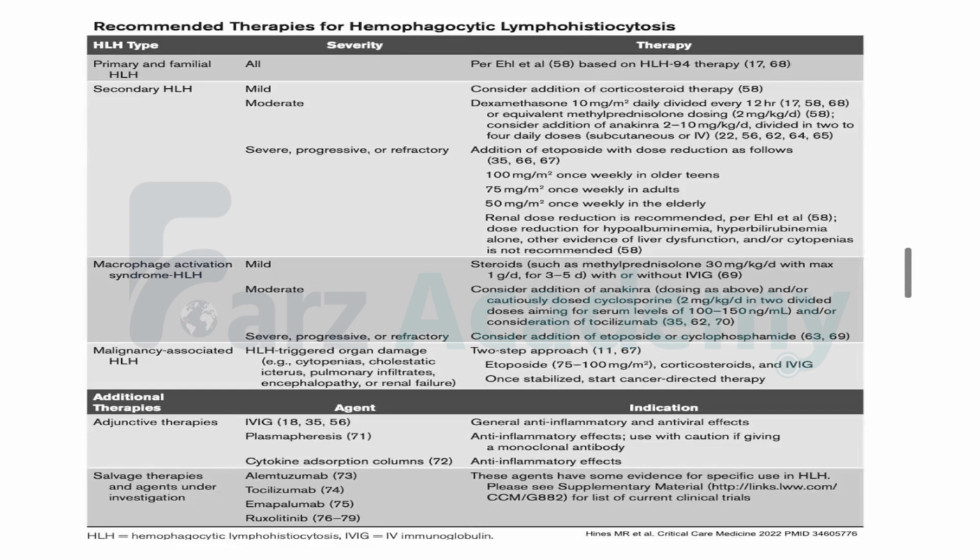Additional therapies like IVIG, plasmapheresis, cytokine adsorption. Again, not very proven, but they have an anti-inflammatory role, so they can be used. Salvage therapies like tocilizumab, ruxolitinib, alemtuzumab. Again, these are salvage therapies. When nothing is working out and there is refractory HLH, you can try these additional therapies.